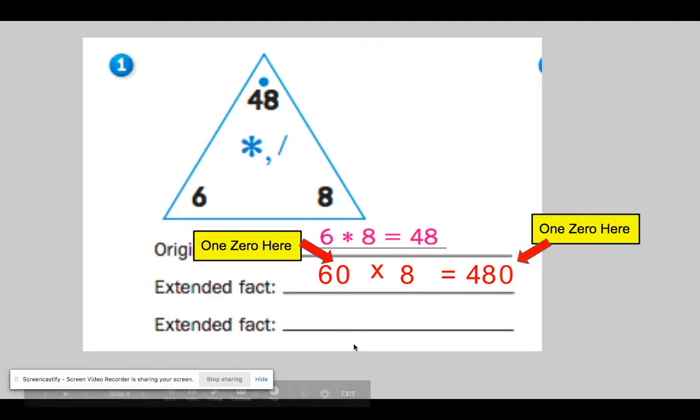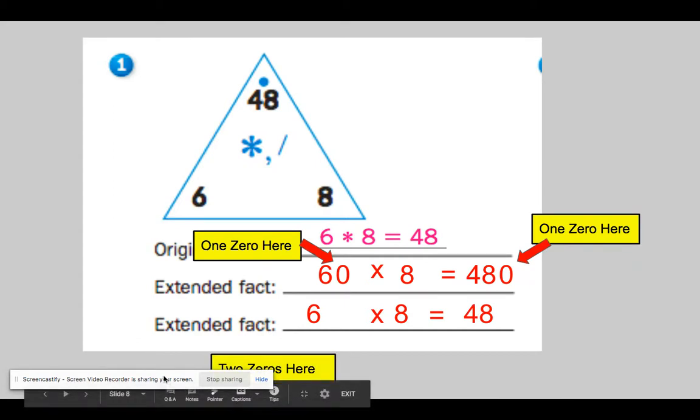So our answer now to 60 times 8 is 480. Now we're going to extend it down here by a multiple of 100. So we're going to start again with our original fact. 6 times 8 equals 48. But then we're going to put this thing in the way here.